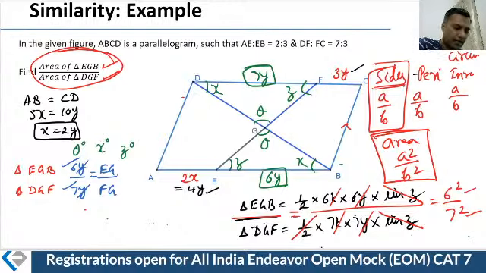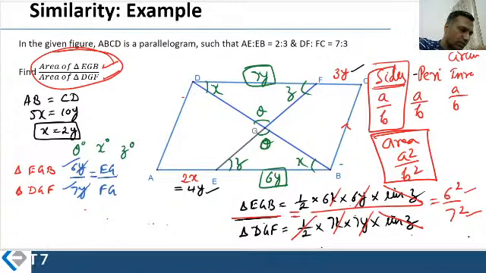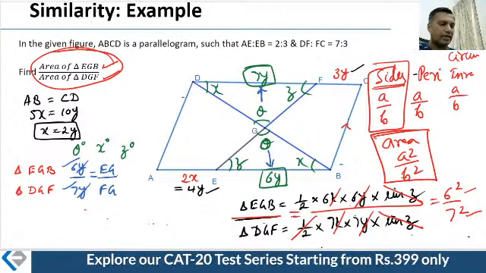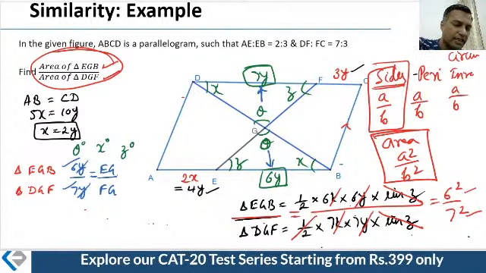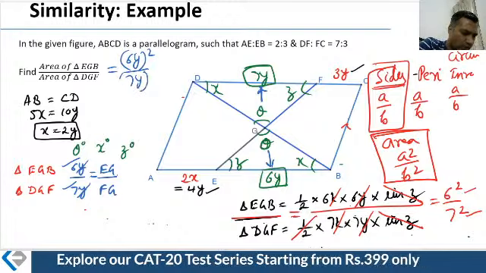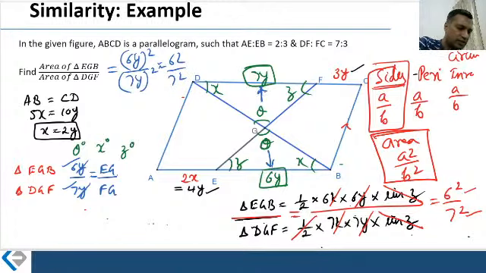We know that these two triangles are similar, and the side opposite theta in the lower triangle is 6Y, and the side opposite theta in the other triangle is 7Y. Therefore the two corresponding sides are 6Y and 7Y. Therefore the ratio of the areas is 6Y whole square divided by 7Y whole square, nothing but 6 square by 7 square. That is nothing but your answer: for this question, 36 divided by 49.